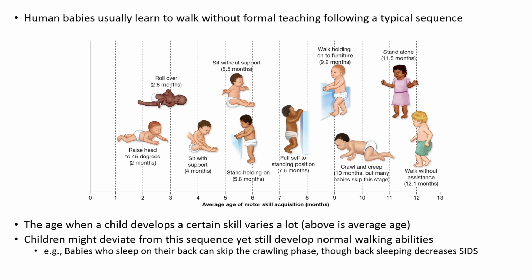Now, typically, a baby does not need any kind of formal teaching to learn to walk, and they also typically kind of follow a sequence. So here, they will start to be able to raise their head, and then they'll roll over, and then be able to sit with support, and then on their own, and stand holding on, and being able to pull themselves up on furniture, and walk with support, or be able to stand alone, to be able to walk without assistance.